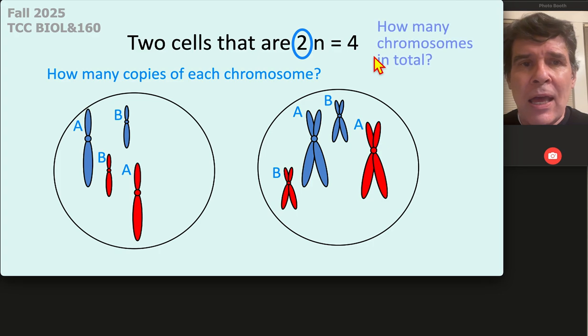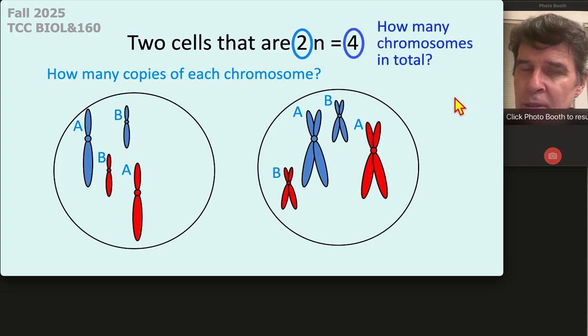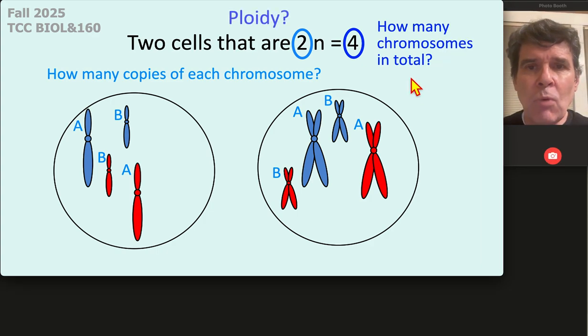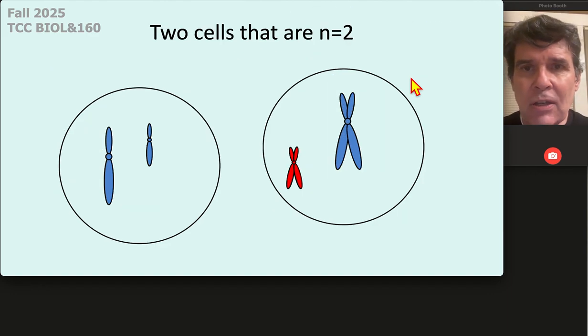2N. And how many chromosomes do you see in total in each case? That's right, 4. You got it. And what would we say is the state of ploidy in these individuals? There are 2 copies, like bi or di. That's right, diploid is their state of ploidy.